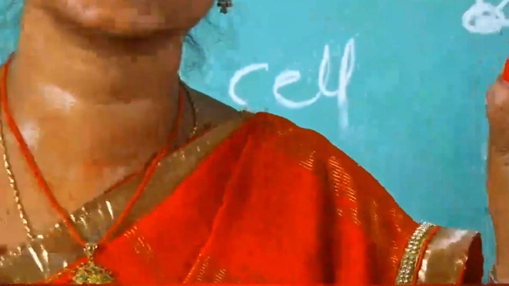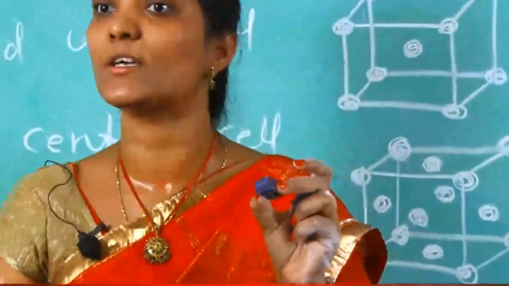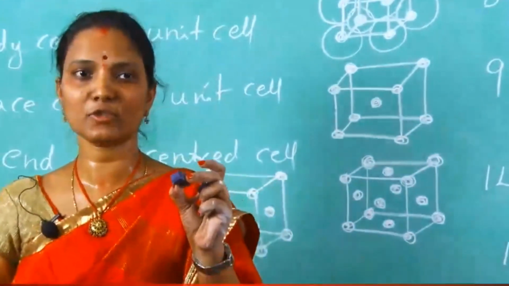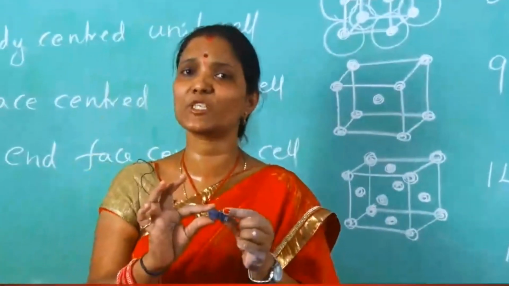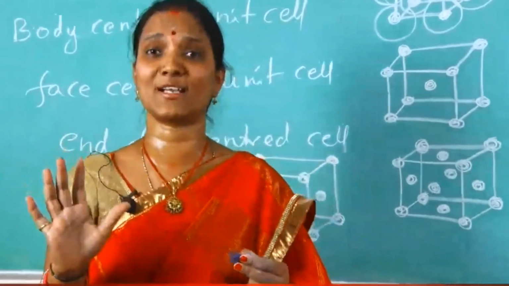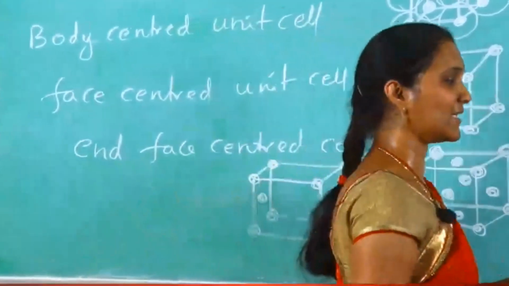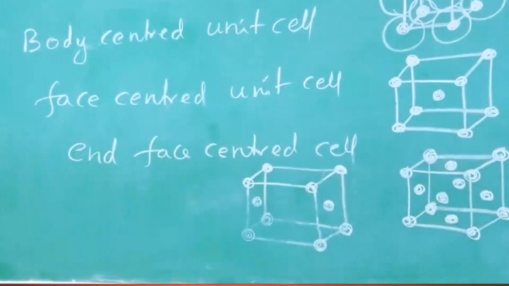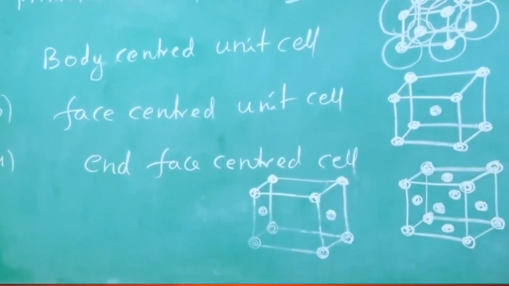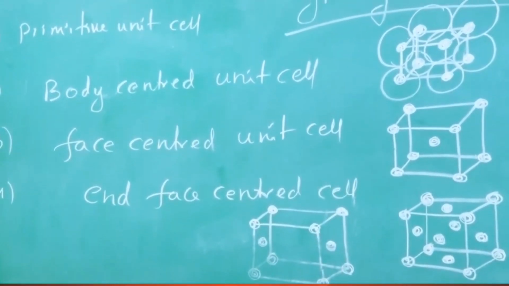So if the position of the particle is face center, how many unit cells can share? 2 unit cells, right? For each unit cell, how much are we getting? 1 by 2. So if the position is corner, 1 by 8. If the position is edge center, 1 by 4. If the position is face center, then it is 1 by 2.